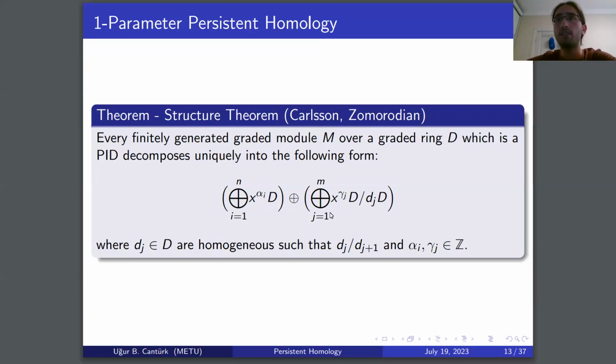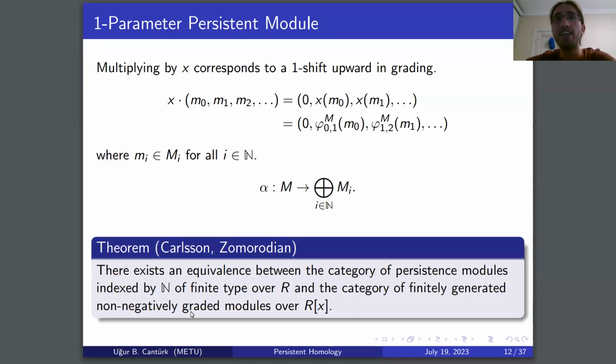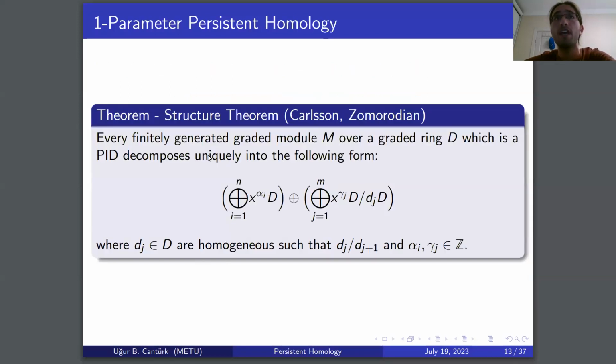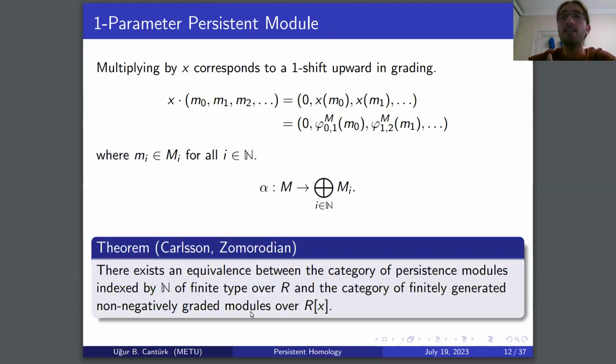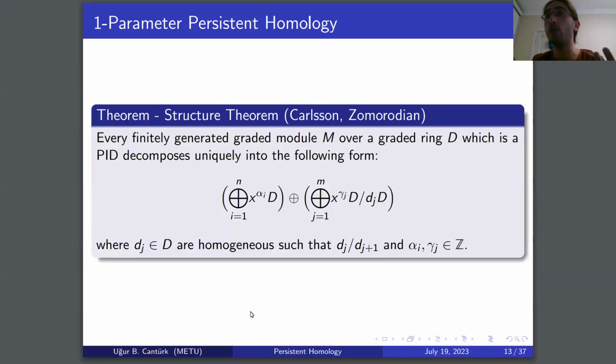I will not go into detail of this theorem, but let me just go back. Here, as you can see, we have finitely generated non-negatively graded modules. And this is in the beginning of this theorem, but we must satisfy that D is a PID. But in our case, D is R[x]. If you choose your ring as the integers, then Z[x] is not a PID, so we cannot use this theorem in all cases.